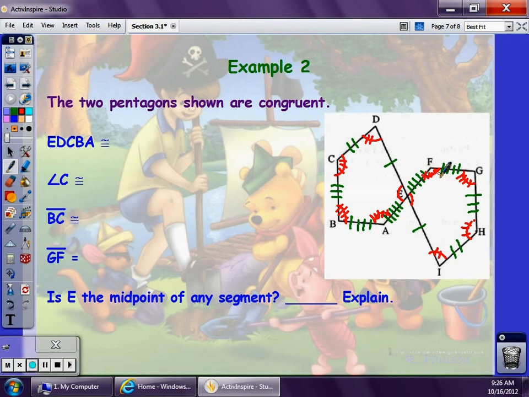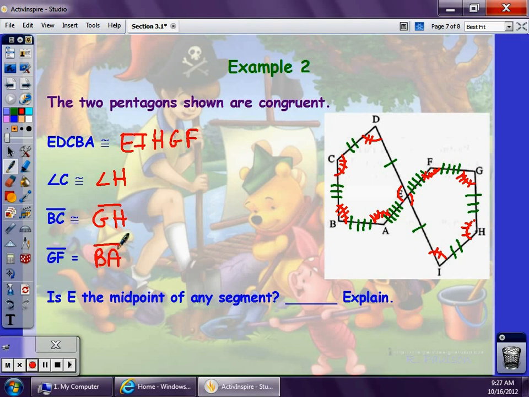So if we follow our tick marks, we now know that E, D, C, B, A is going to be congruent to E, I, H, G, F. Also based on this congruency statement, I can now see that angle C is going to be congruent to angle H, that segment BC is going to be congruent to segment GH, and that segment GF is going to be congruent to segment BA.